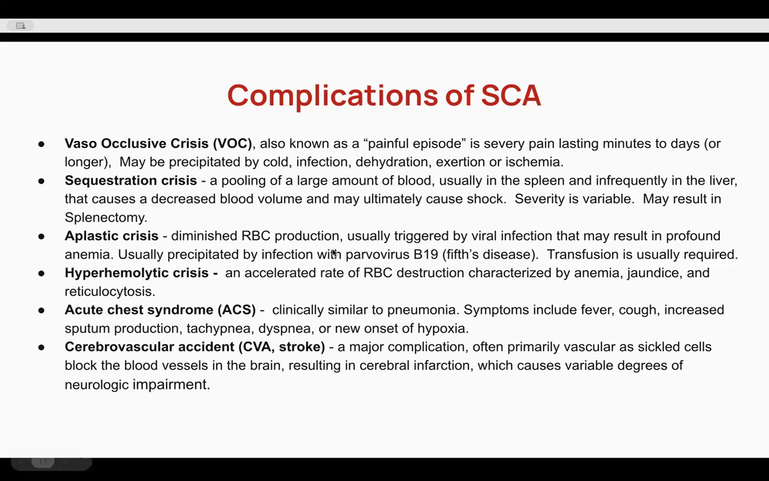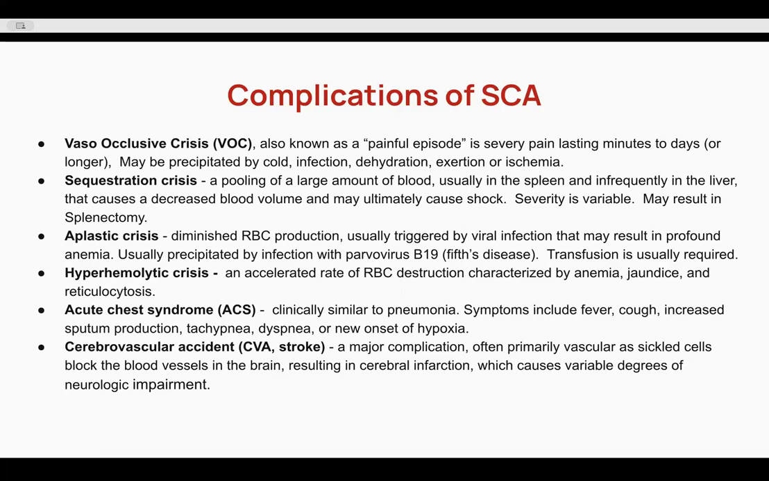Sequestration crisis. This is when there is a large amount of pooling of the blood, usually in the spleen, and infrequently in the liver. This causes a decreased blood volume and may ultimately cause shock. The severity is variable. And this could result in somebody having to have their spleen out, also known as a splenectomy.